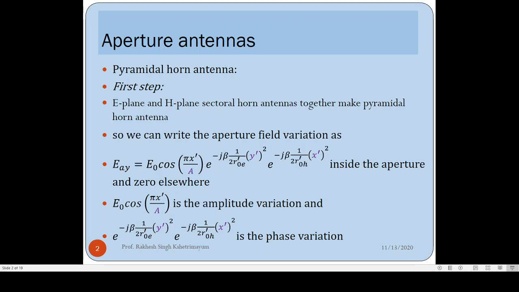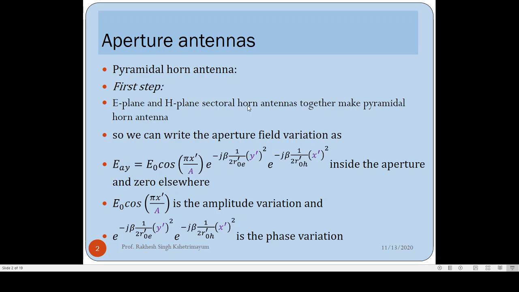So in this class, we'll discuss the pyramidal horn antenna. It is one of the most popular antennas for high gain applications. Gain usually is around 20 dBi. In this discussion, we'll try to find the far field radiation pattern of the pyramidal horn antenna.